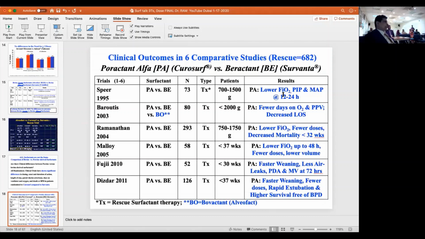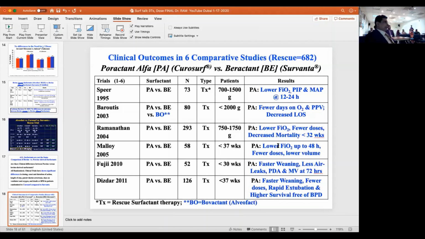You can see the primary outcome here, highlighted in blue. Lower FiO2, lower peak inspiratory pressure and mean airway pressure in babies randomized to poractant alfa at 12 to 24 hours. And in our own study, one of the largest studies comparing them, we showed lower FiO2 requirement, less dosing, and decreased mortality, especially in babies less than 30 weeks.